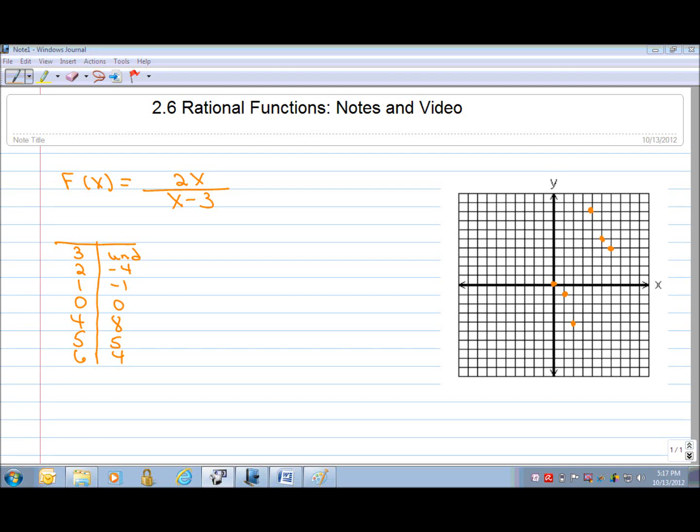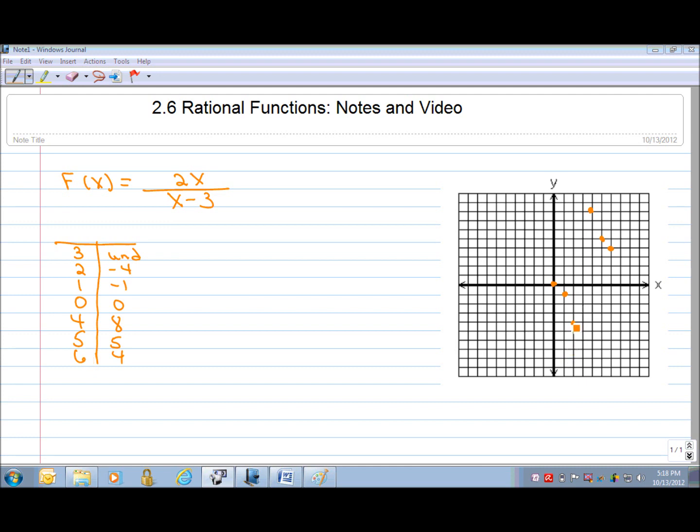Rational functions. We're going to first talk in this first example about some general information about rational functions. A rational function is a fraction where you have a polynomial in the numerator and a polynomial in the denominator, similar to this problem that you see right here. Also, I've gone ahead and created a t-table list of x and y values over here on the left, and on the graph, I've plotted those points.